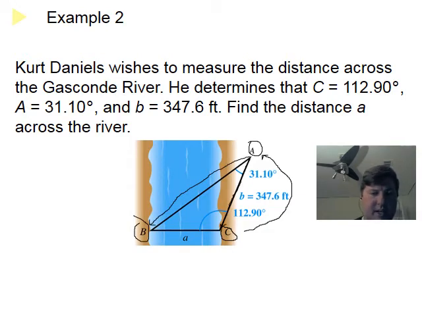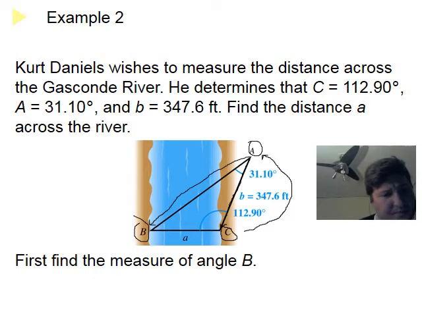So this is actually something you could reasonably do. If you're trying to figure out how wide the river was, you could count your steps and figure out how far you are between A and C. And you could measure these angles, again, with your compass. But anyway. Sorry, I always get sidetracked by that.